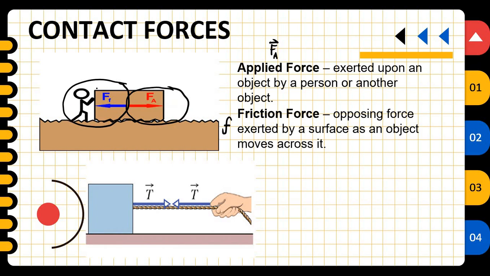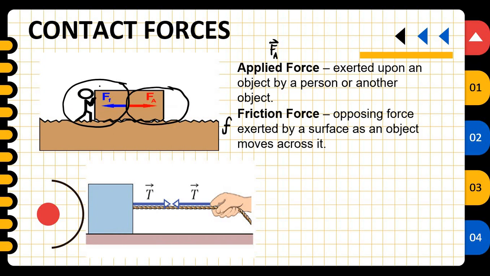So let's say for instance, we have here the box and the surface of the ground. So these two surfaces interact with one another. Therefore, there is already a friction force happening between them, and it's opposite of the direction of motion. So since the box is moving to the right, the friction force is directed towards the left.